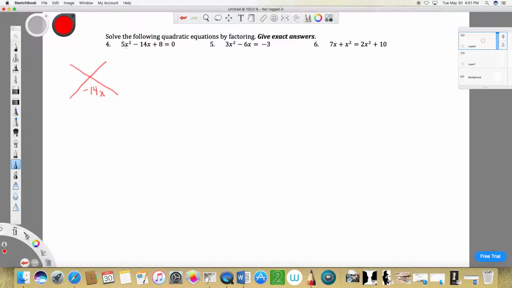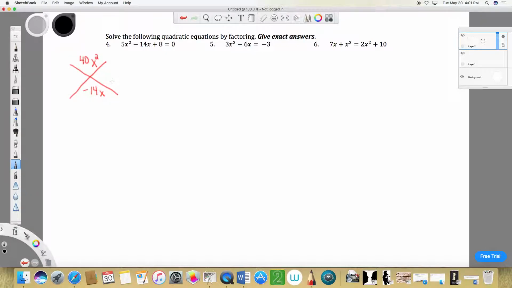So it is in standard form. It does equal 0. There is no common factor. And 5 times 8 is 40. So I have 40x squared up at the top of my X. So now I want to find two numbers that when multiplied together give me 40x squared, but when added give me negative 14x.